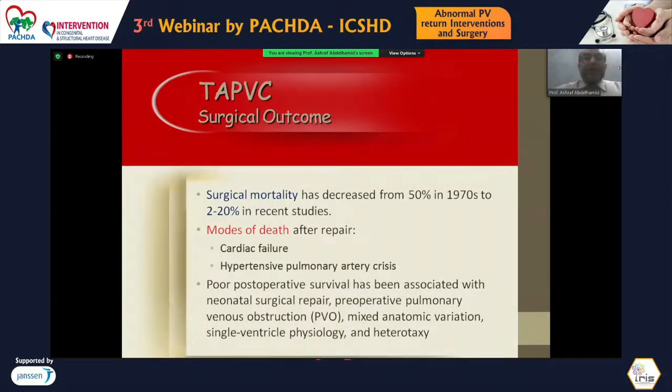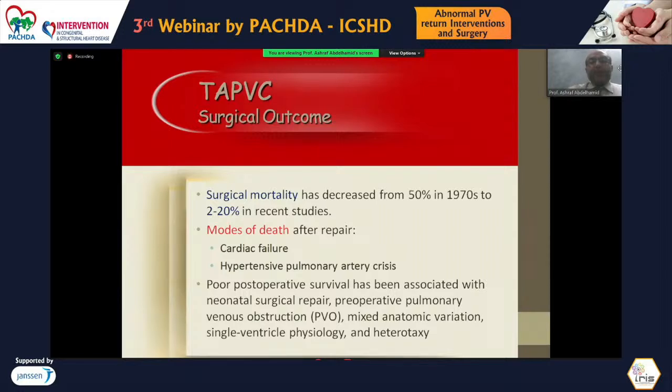Regarding the surgical outcome of all these maneuvers or approaches, surgical mortality has decreased with the advances in cardiopulmonary bypass and neonatal ICU management, from 50% in the 70s to 20% in recent studies. Most deaths are from heart failure and hypertensive pulmonary artery crisis.